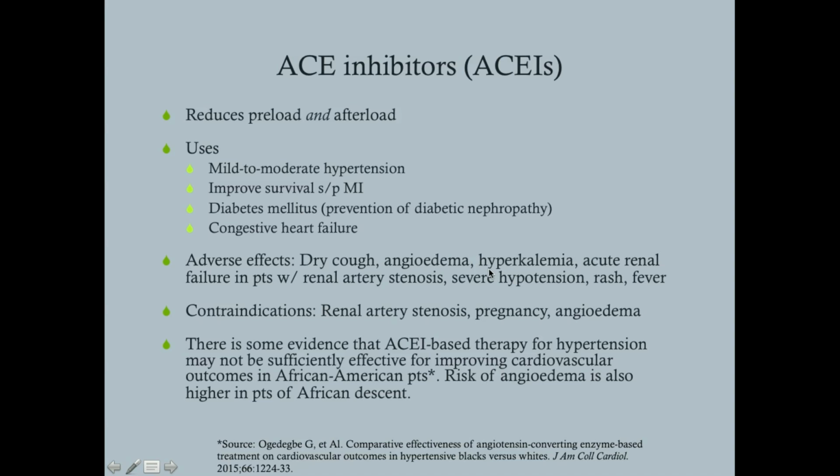Hyperkalemia. Of course you can get hyperkalemia. Why? Because you are reducing the amount of sodium reabsorption, and so by virtue of that, you need to increase the amount of potassium reabsorption. It's kind of a zero-sum game that you're playing. So for this reason, a lot of times ACE inhibitors will be given with thiazide diuretics, and thiazide diuretics have the effect of kicking out potassium.